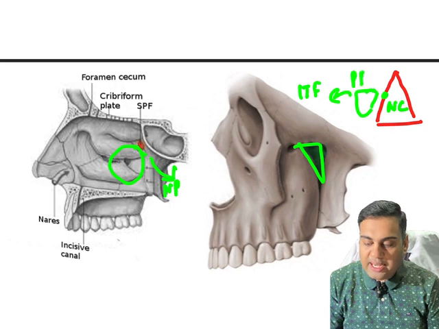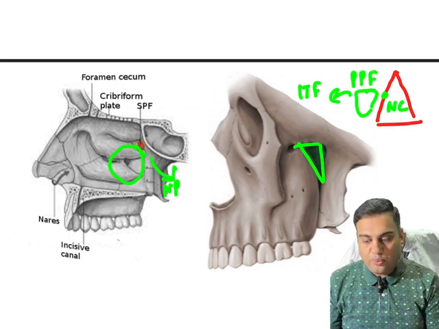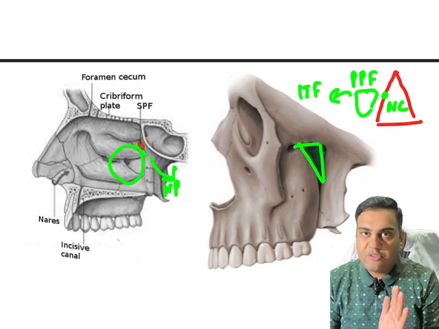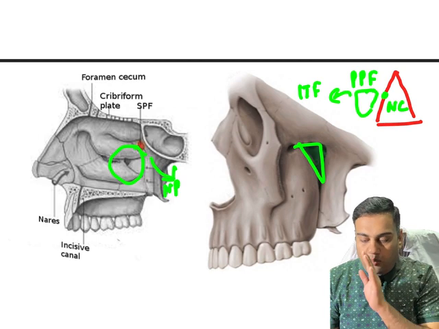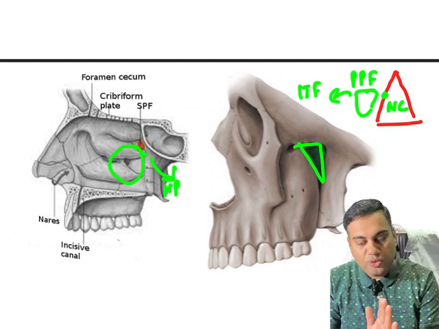So the pterygopalatine fossa, and the infratemporal fossa is lateral. Medial is the nasal cavity. Is that clear to all of you?